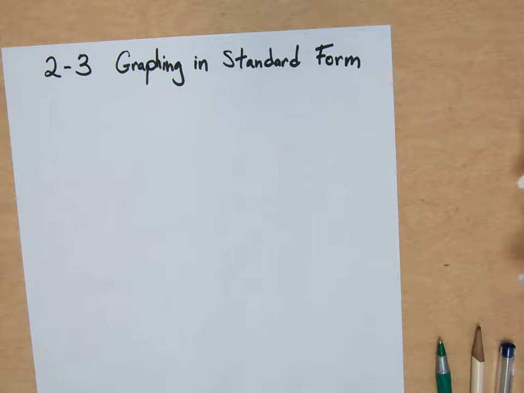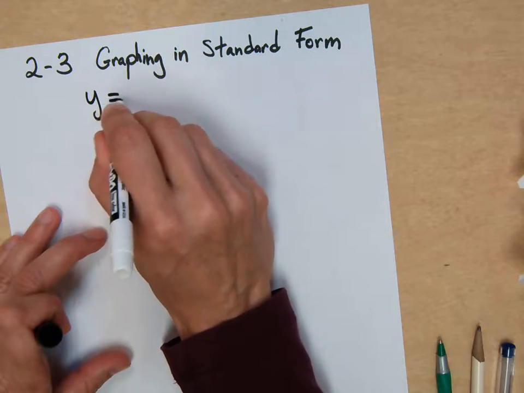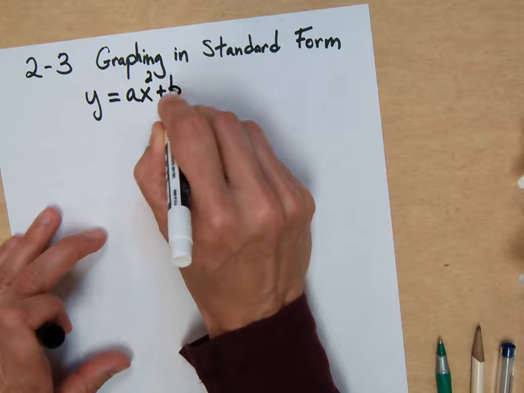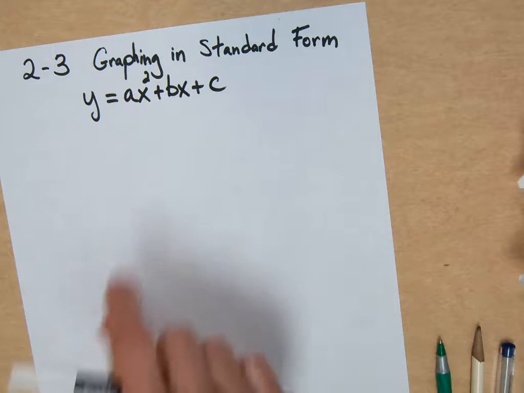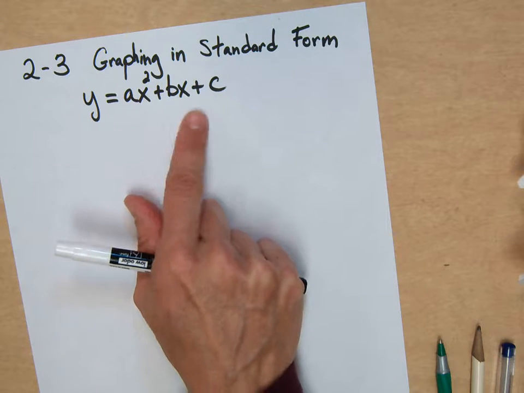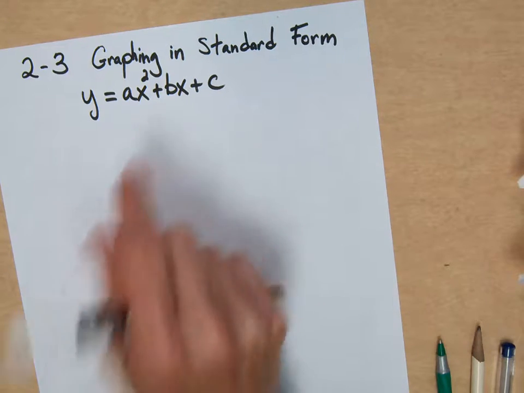The last of the three forms to be able to graph is standard form, and it looks like this. y equals ax squared plus bx plus c. And this is actually the form that you want when you're solving quadratic equations using the zero product property. You want this to equal 0 in order to solve.